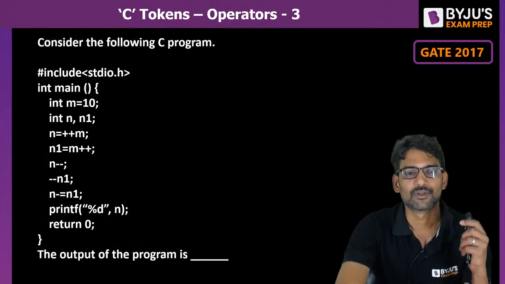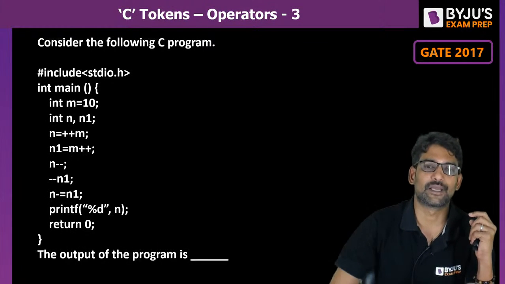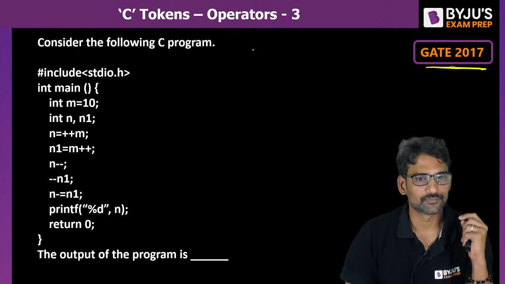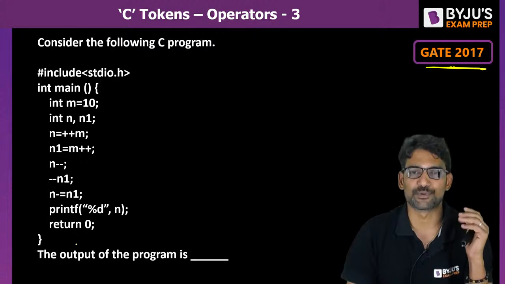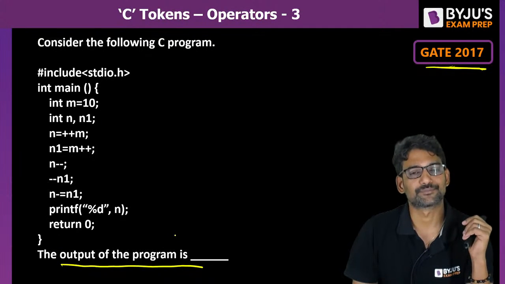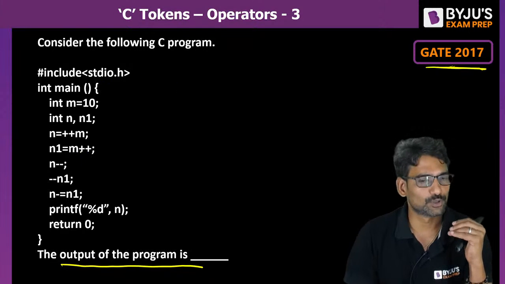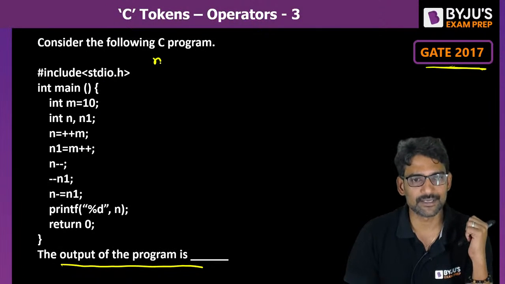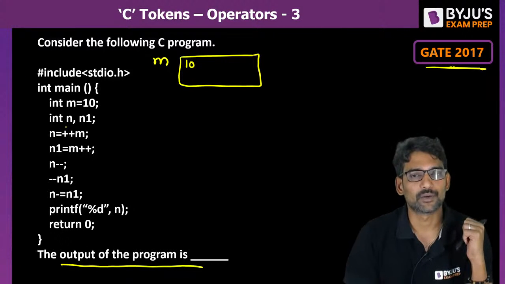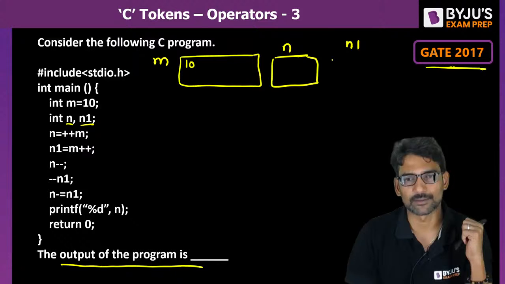Now, we have one question. GATE 2017 GATE question, guys. Consider the following C program. The output of the program is. Go through the code. m is equal to 10. Okay, we have two variables n, n1.